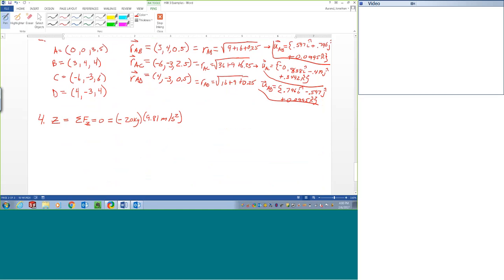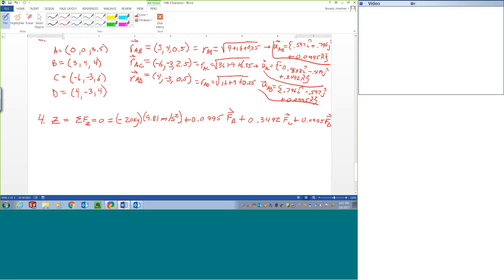So what are the Z components here? We're going to have plus 0.0995 F, I'll just call it FB. So from this one, there's that component, plus the Z component for FC, 0.3492 FC, plus 0.0995 FD. That is one of our equations of equilibrium.